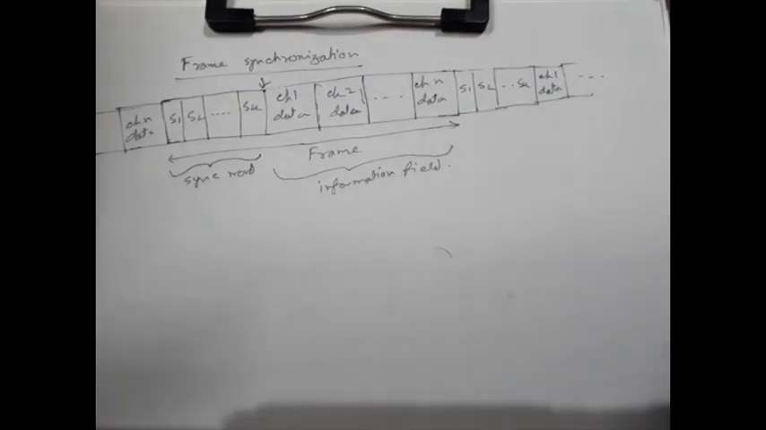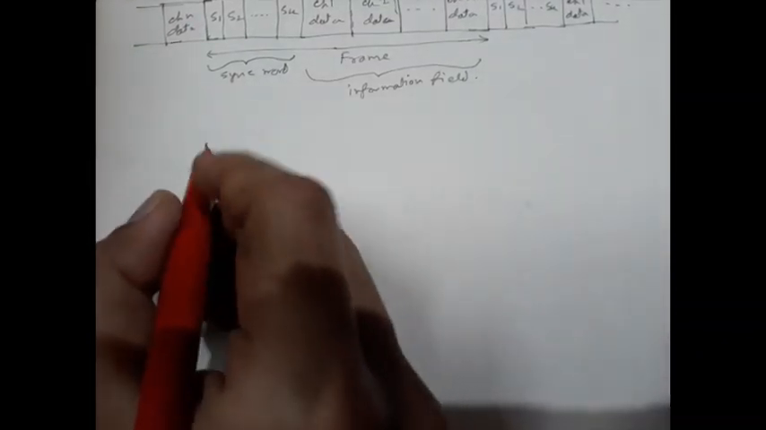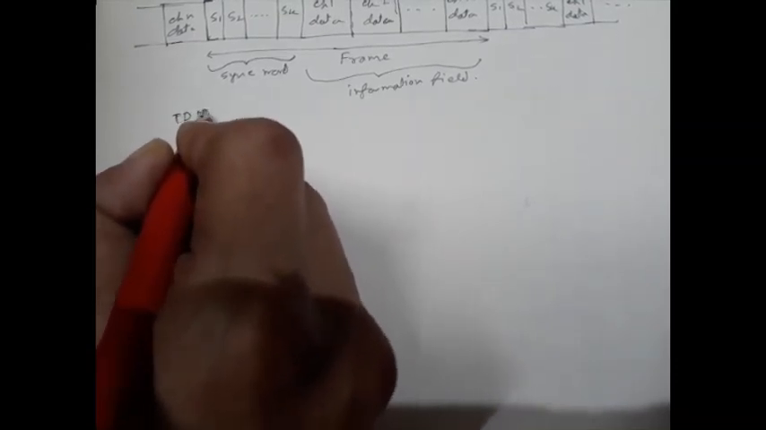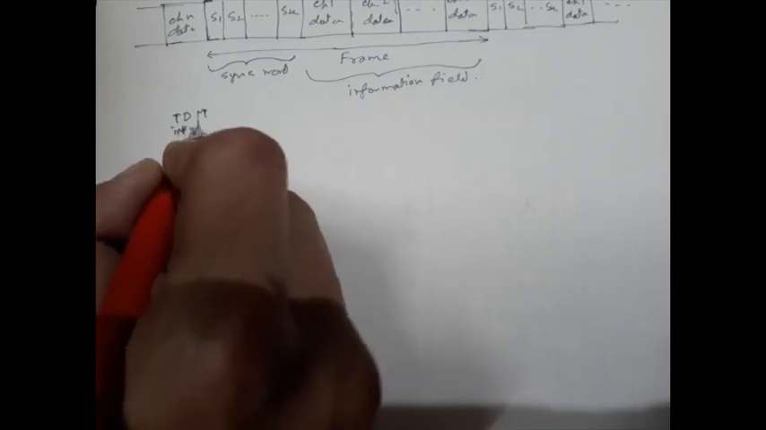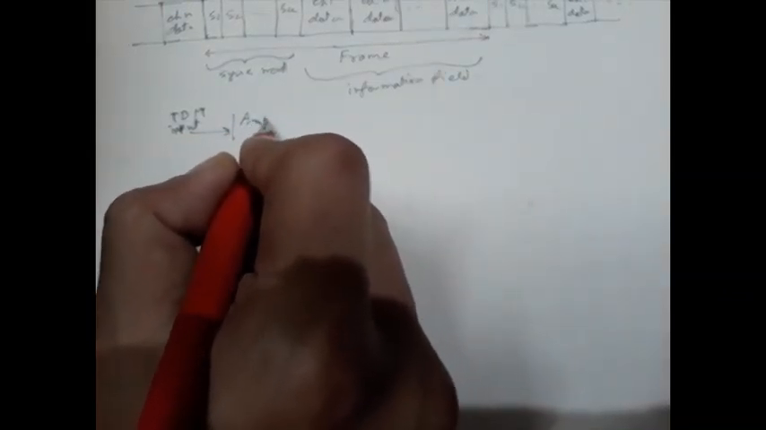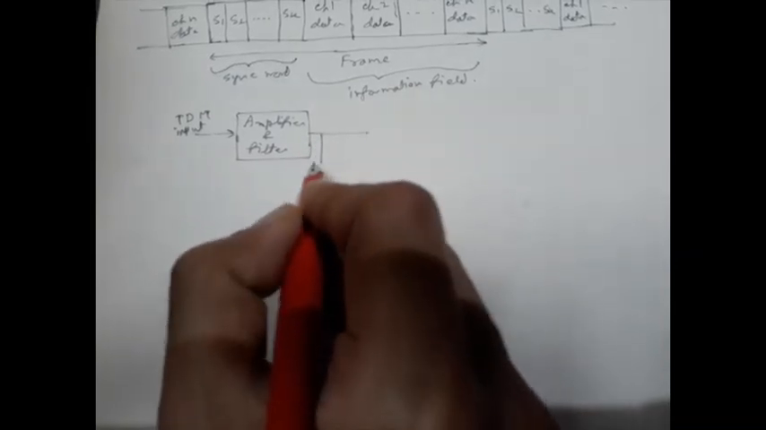So let us try to understand how we can implement this. So this is the TDM input. First of all, we need an amplifier and filter. The amplifier is used to amplify the signal, and the filter is used to eliminate the noise.